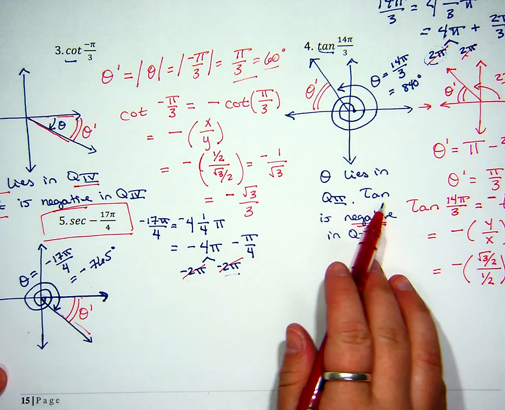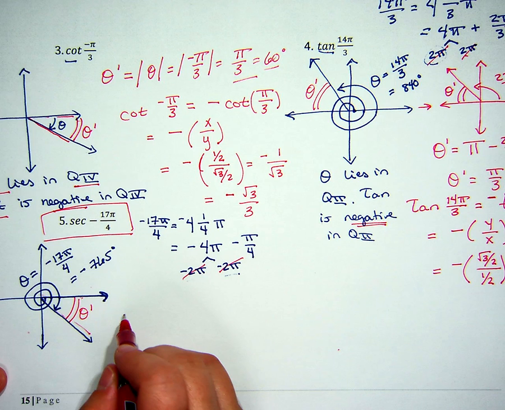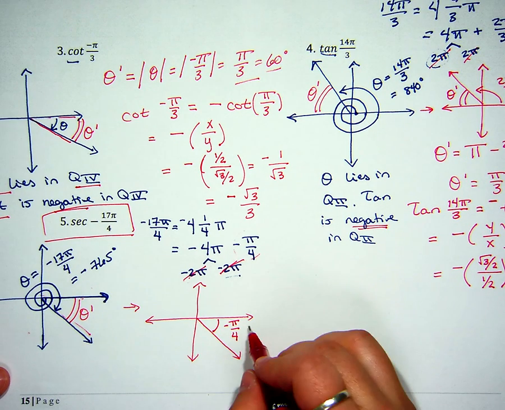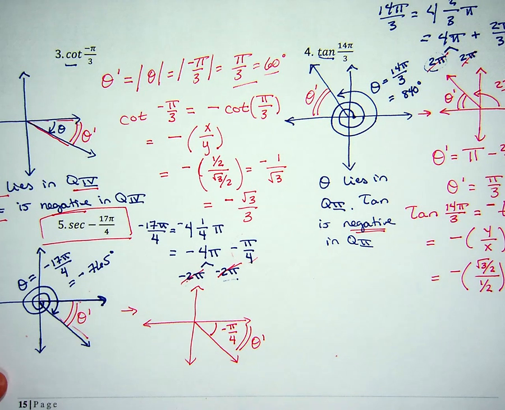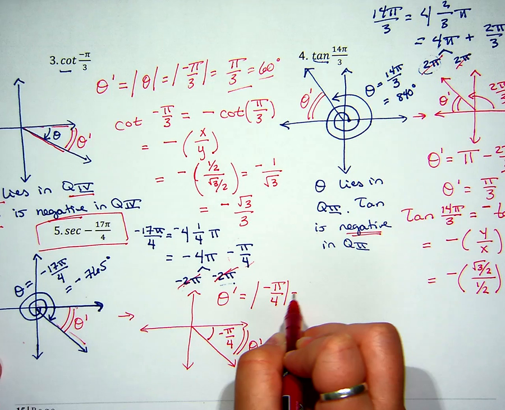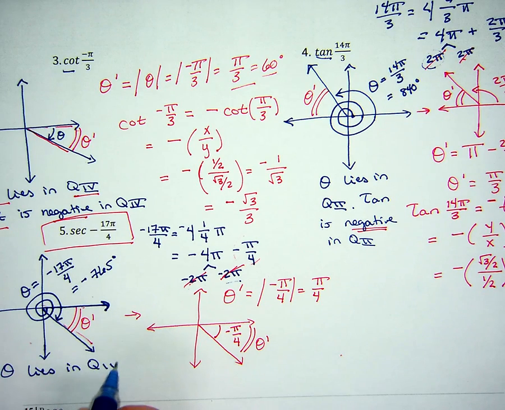Basically what I want to do is what we did in the last example. I'd like to draw this without my complete rotations. So if I draw this, I'm going to draw this without the complete rotation. I'm going to draw a negative pi over 4. Notice that this is actually the location of my theta prime. However, theta prime does have to be positive. So that basically says that theta prime is the absolute value of negative pi over 4, or simply just pi over 4. Now your original theta lies in quadrant 4.